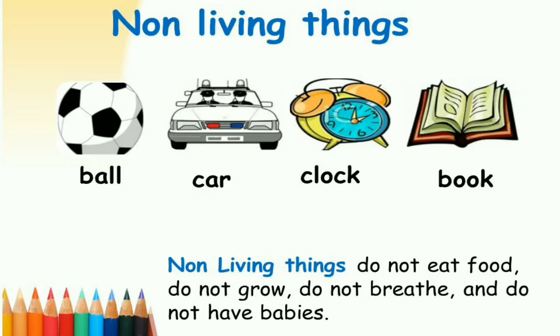Now next, non-living things. Here we can also see non-living things: a ball, car, clock, and book. All are non-living things because they cannot give birth to young ones, cannot grow, and cannot eat. Non-living things do not eat food, do not grow, do not breathe, and do not have babies. So that's why they all are non-living things.